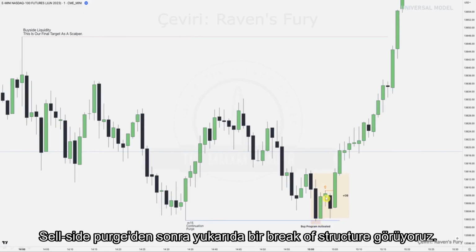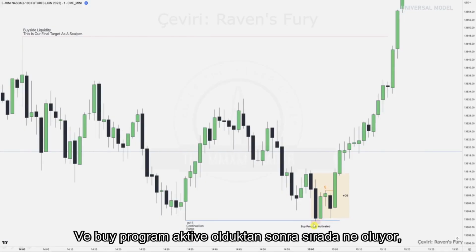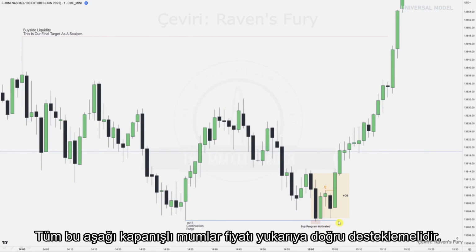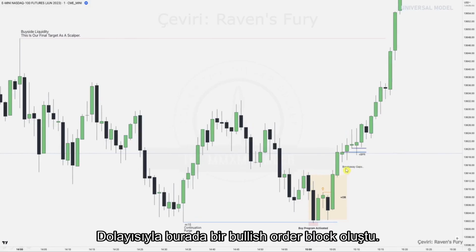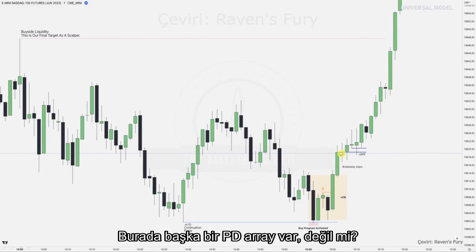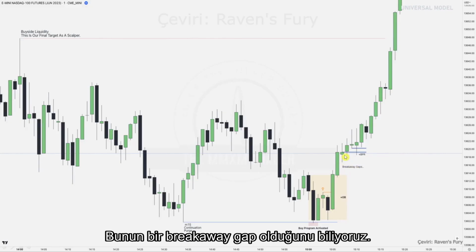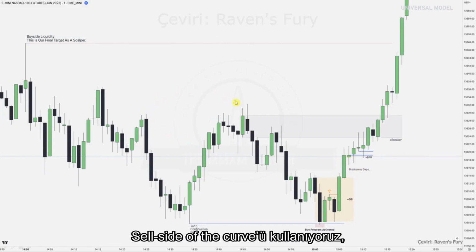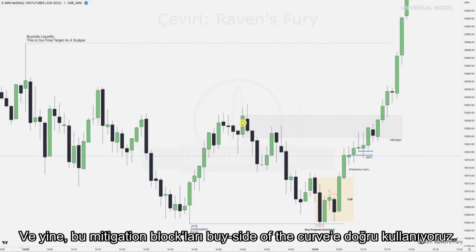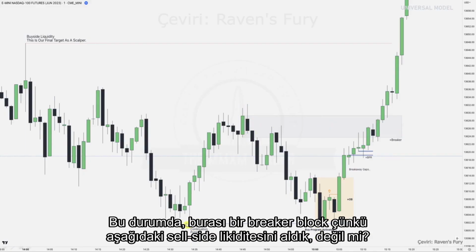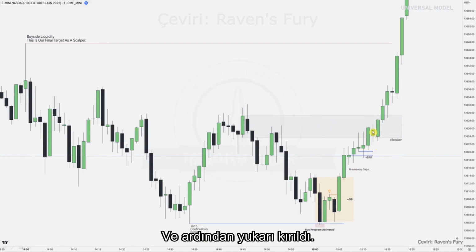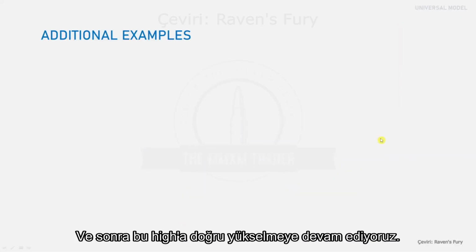After that sell side purge, we break structure up here, and then after we activate a buy program, what happens next, right? All those down close candles should support price up higher. So we have a bullish order block formed over here. Another BPR over here, right? That redelivered rebalanced PD array. So we know this is a breakaway gap. Using sell side of the curve, right? Again, with those mitigation blocks, we use it into the buy side of the curve. In this occasion, it's a breaker block because we took out sell side liquidity down here, right? And then breaking up. We have another bullish order block formed here. And then we continue up into this high.